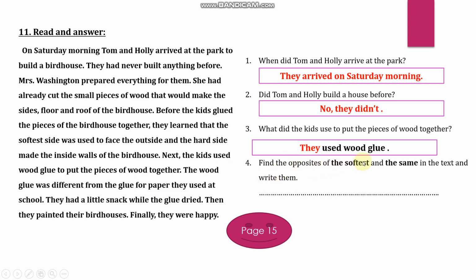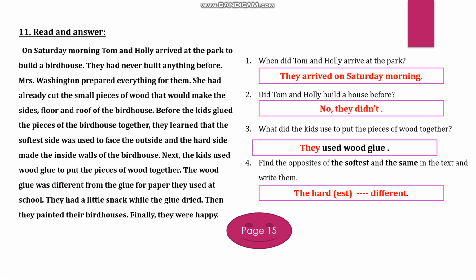Find the opposite of the softest and the same in the text and write them. Go to the passage. Try to find the opposite of soft. Yes, the opposite of soft is what? Hard. Yes, it's here. We find it. So you will write the hard, but because it's the softest, you will add between brackets AST. The opposite of the softest is what? The hardest. The same. They are equal. Let's go to the passage. What is the opposite of the same? We know it. It's different. Yes, very good. It's here. So the answer is the hard between brackets AST, the hardest, and different.